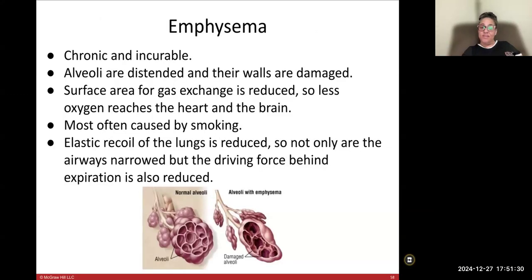Emphysema is chronic and incurable. Alveoli are distended and their walls are damaged. The surface area for gas exchange is reduced if the alveoli are damaged, so less oxygen reaches the heart and the brain. Again, most often caused by smoking. The elastic recoil of the lungs is reduced, so not only are the airways narrowed, but the driving force behind expiration is also reduced.